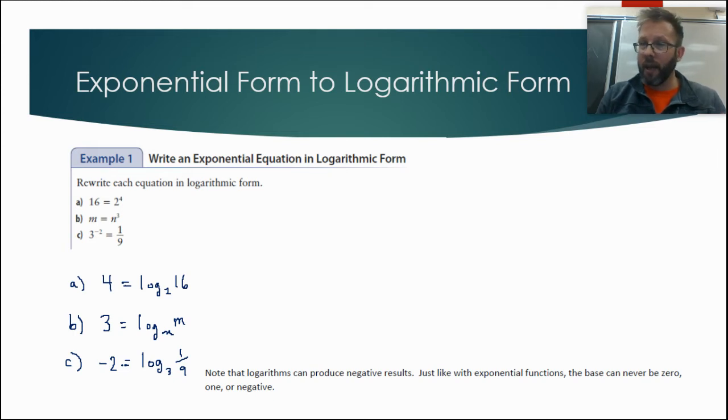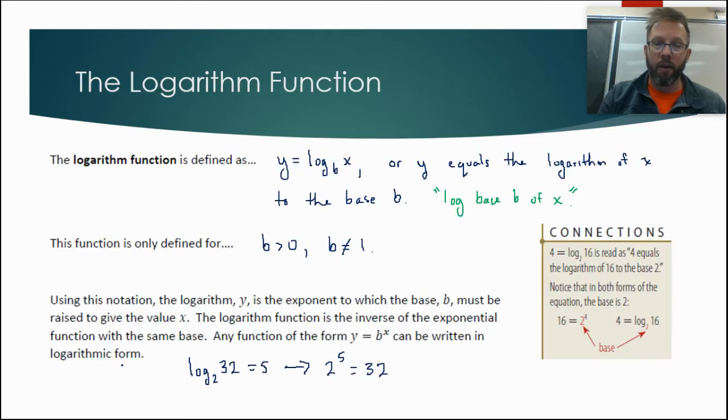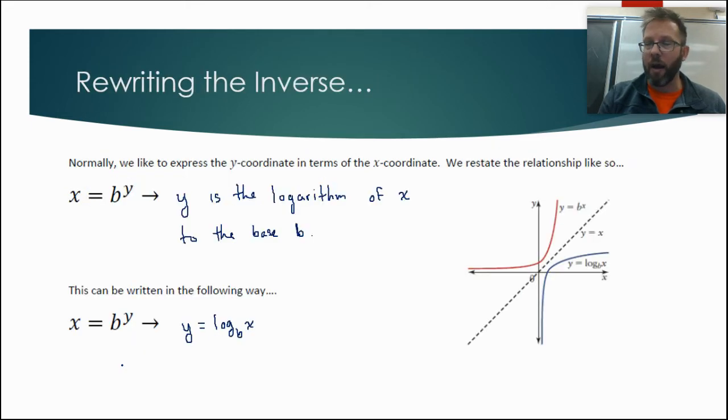Worth noting, you can get negative results when you do a logarithm. That's okay. And as we talked about, that base is always bigger than 0, but can't be 0 or 1. And I can just show you the graph. If we look at the graph of log, you can see that the graph of log is sometimes negative, and that's okay.